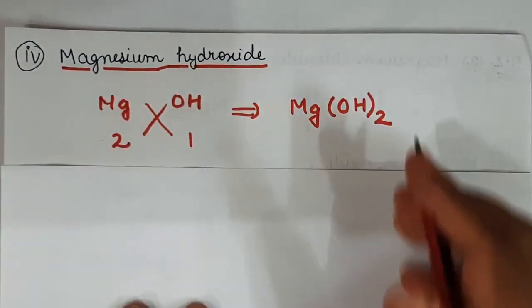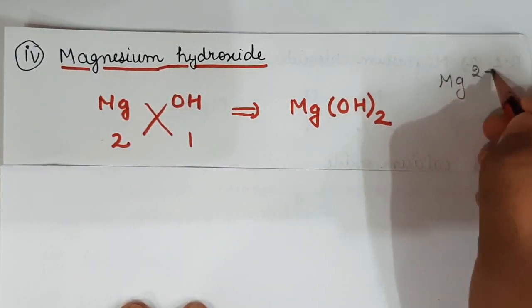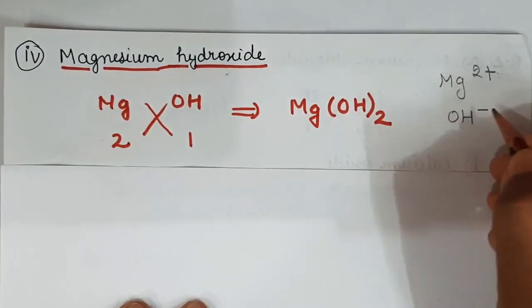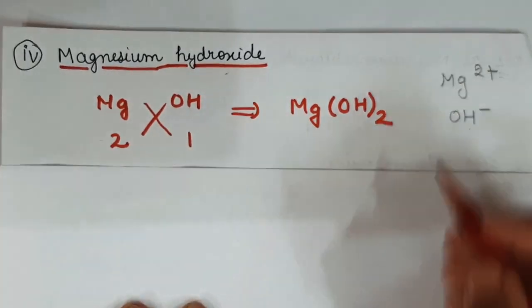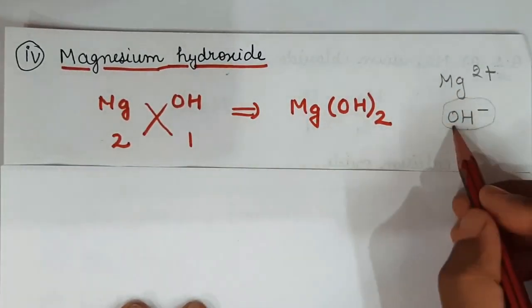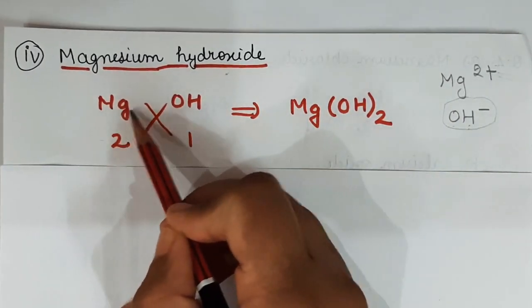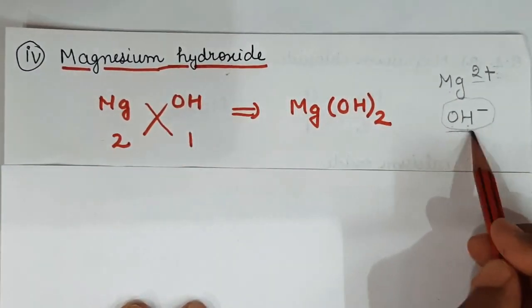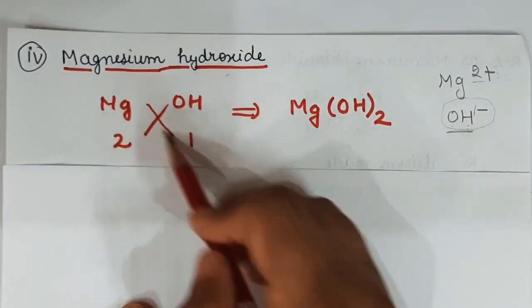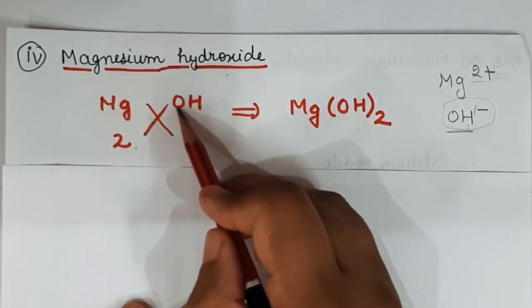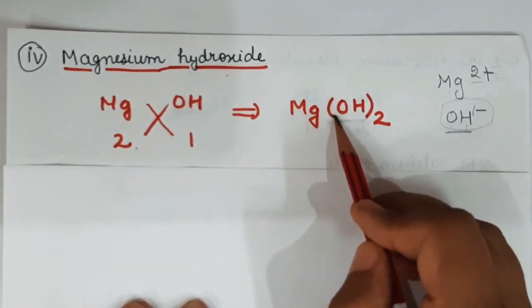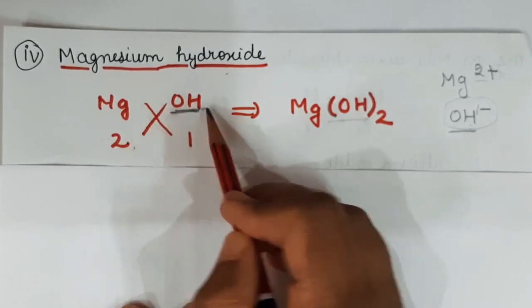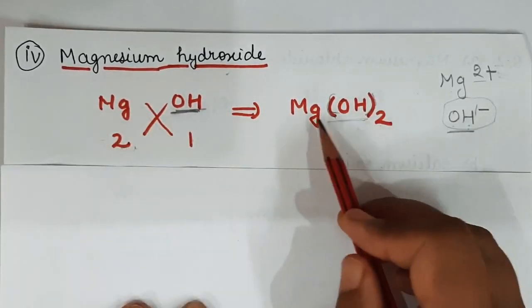Fourth part was magnesium hydroxide. So what is the symbol of magnesium? It is Mg2+. And what is the symbol of hydroxide? It is OH−, capital O, capital H, negative. That is a polyatomic ion, there are 2 atoms. So Mg, that is the symbol. Valency is 2. Now hydroxide, symbol is OH. Valency is 1. So just cross multiply. Mg(OH), because it is a polyatomic ion we need to write the bracket, then 2. Mg(OH)2.